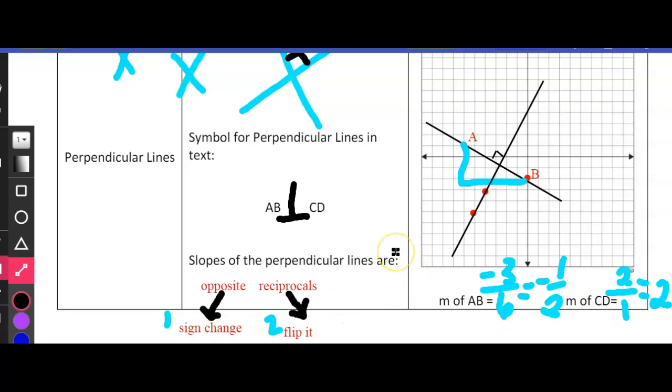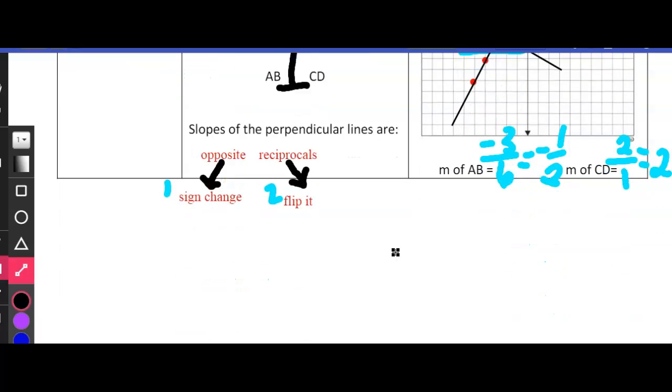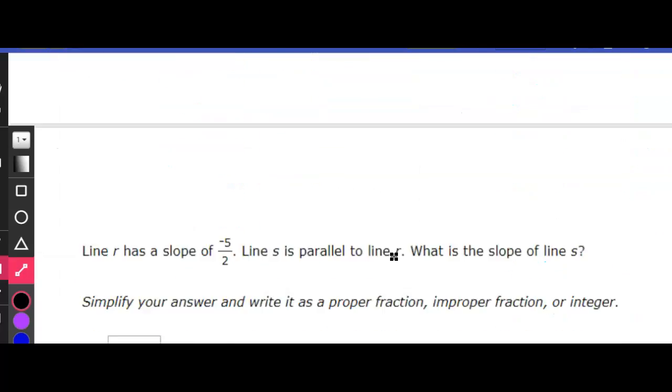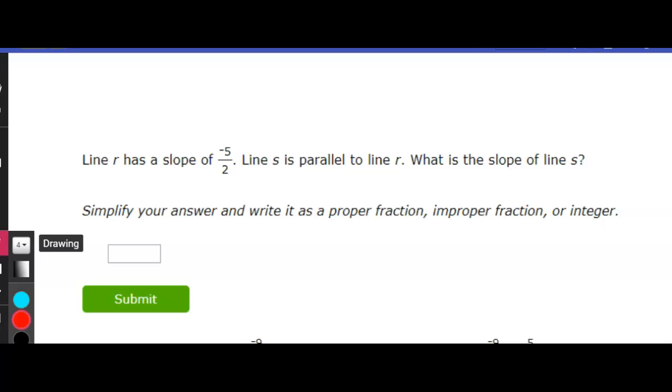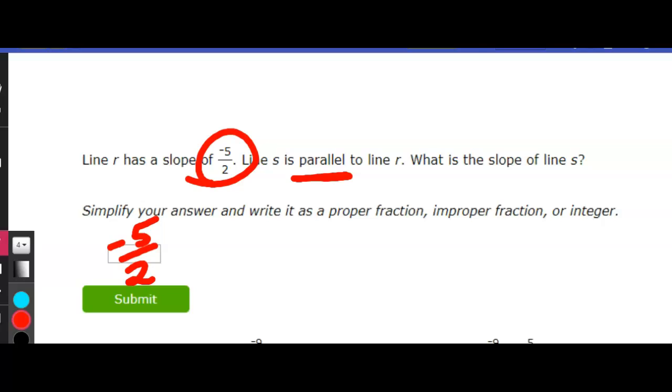So real quickly, to make this video even quicker for you guys and to get you started on your IXL, I have some snips of IXL, and I'm going to show you how easy it is. So this says that it has a slope of this, and if it is parallel, what's the new slope going to be? It's going to be exactly the same. Parallel means it's the exact same. I don't change it. Press submit.